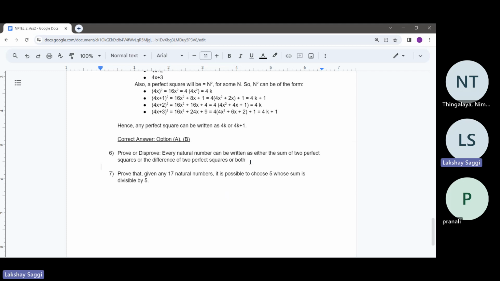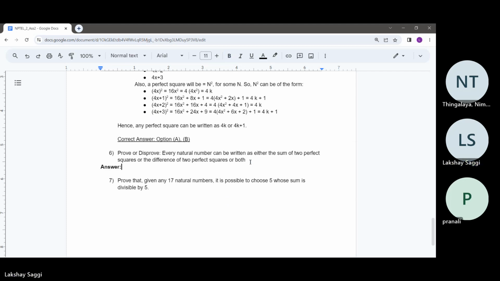So now let's come to the sixth question. The sixth question is again a prove or disprove statement. So we should either prove this statement or disprove it. The statement is: every natural number can be written as either the sum of two perfect squares or the difference of two perfect squares or both.